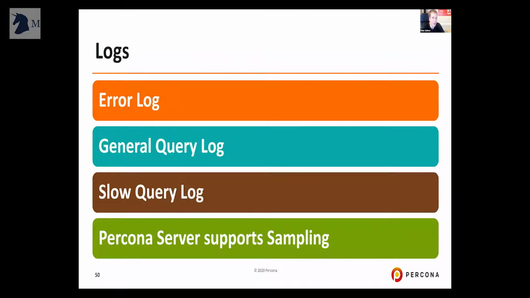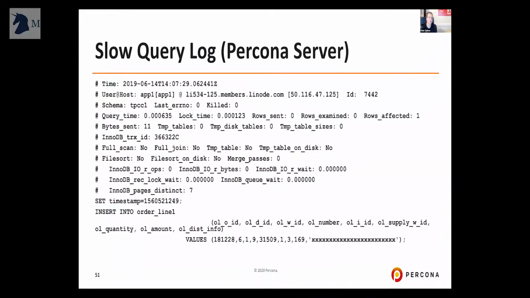Okay, with that, let's look at some other things that exist in MySQL beyond the performance schema. First, there are logs. MySQL supports the error log, general query log, and slow query log. Generally, they can all be configured in various ways. I would also point out, if you're running Percona Server for MySQL, there are some additional options, such as, for example, Percona Server supports sampling.